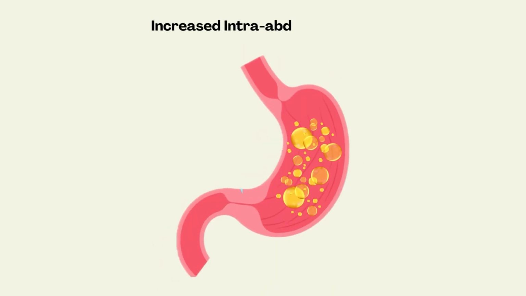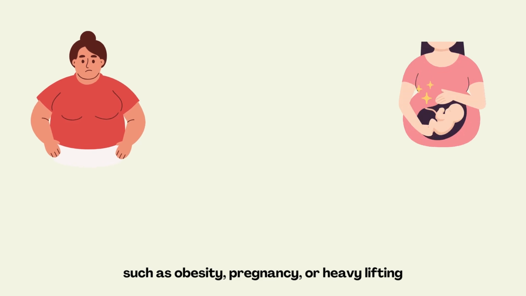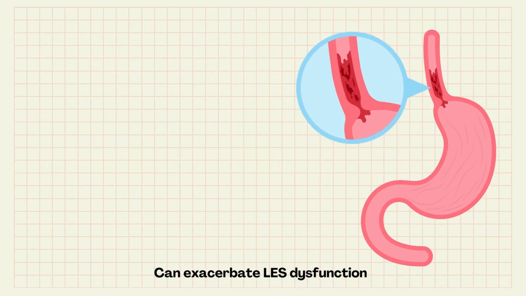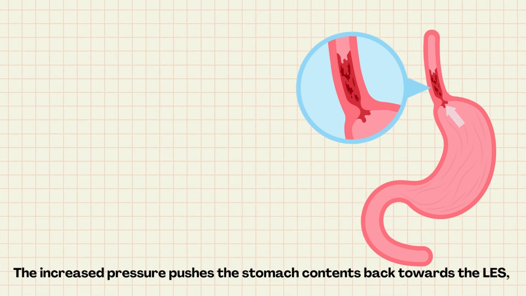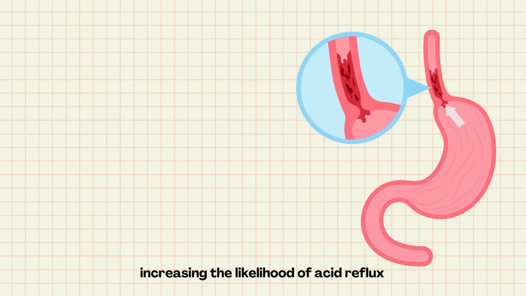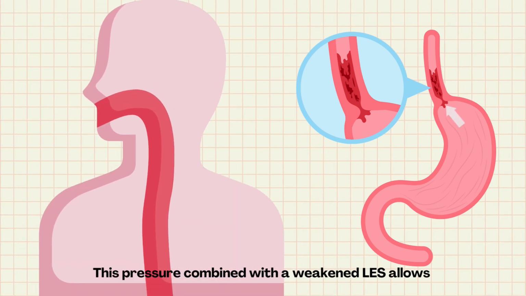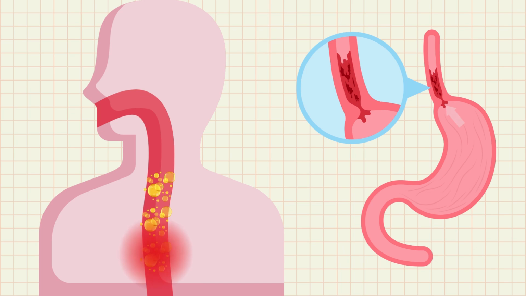Increased intra-abdominal pressure. Conditions that increase intra-abdominal pressure, such as obesity, pregnancy, or heavy lifting, can exacerbate LES dysfunction. The increased pressure pushes the stomach contents back towards the LES, increasing the likelihood of acid reflux. This pressure combined with a weakened LES allows stomach acid to escape into the esophagus more easily.